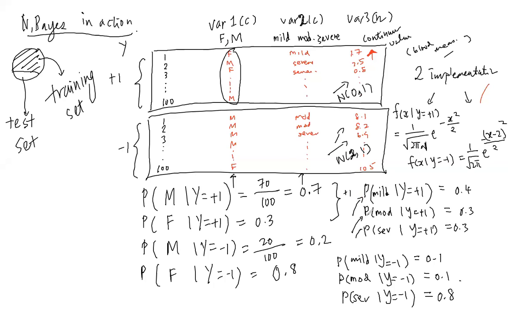All right, is it clear? All these ingredients for the different variables, for both classes, are ready now. So now let's look at how to make a calculation. Suppose your data vector is the following: you get a male, maybe severe, and then you observe 0.5. So this is the data vector. You want to find this probability first: given plus one, what's the probability of observing this data vector?